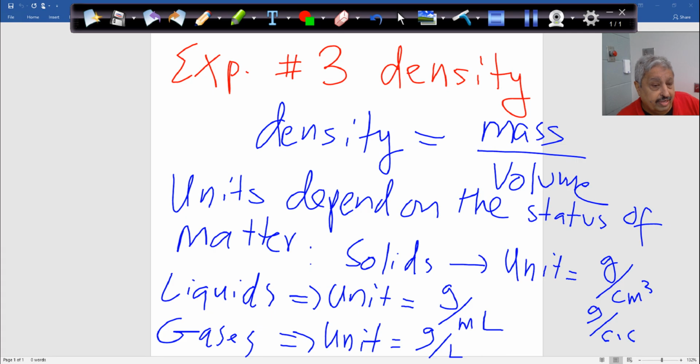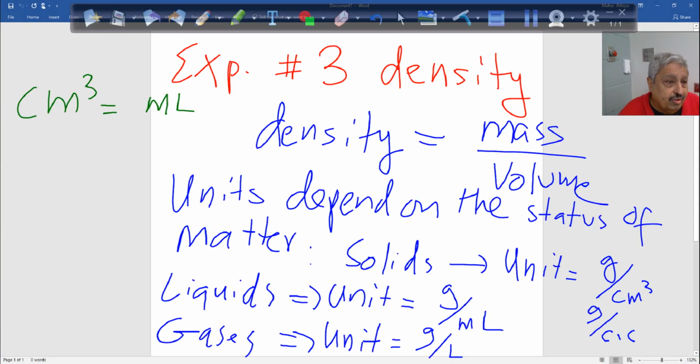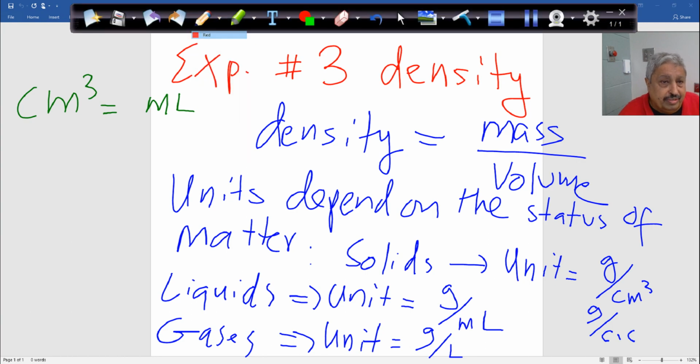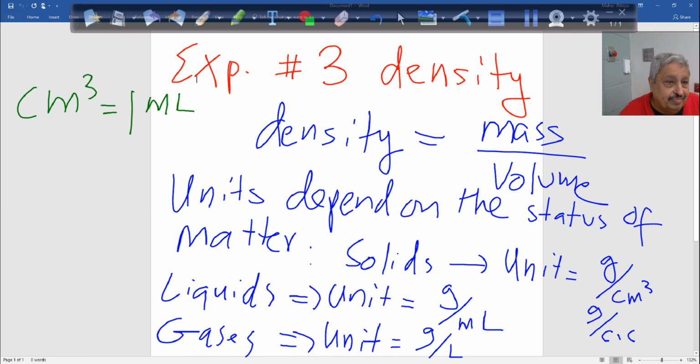gram per liter. So one more thing we have to know about these units is the relationship between the cubic centimeter and ml. It turns out this unit here, 1 centimeter, cubic centimeter here, 1. It does not want to write. Well, let's take it here.